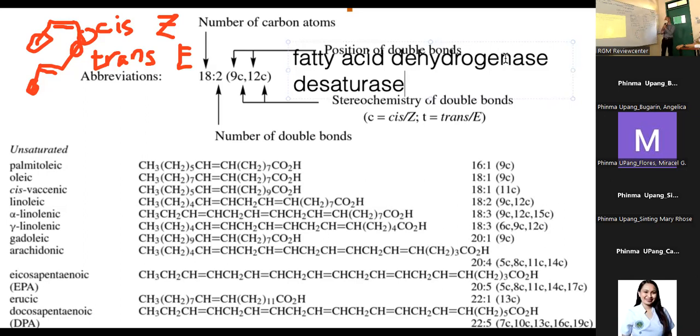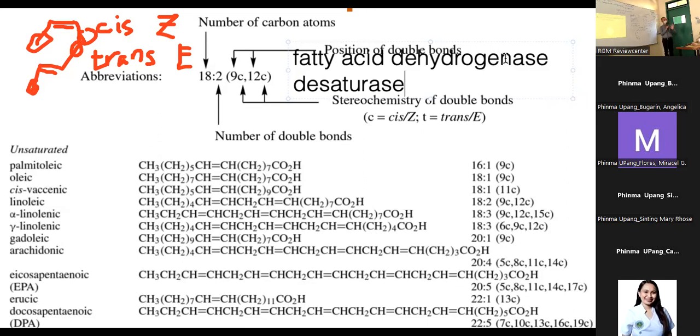Now, if you look at the structure of your alpha-linolenic acid, where is the position of the double bond with reference to the terminal carbon? Ano ba yung ibig sabihin natin ng terminal carbon? The terminal carbon is the last carbon. With respect to the terminal carbon, pang-ilan yung double bond? Magbibilang tayo pabalik, 1, 2, 3. Nasa third position. That's why your alpha-linolenic acid is known as omega-3 fatty acid. Nagets?